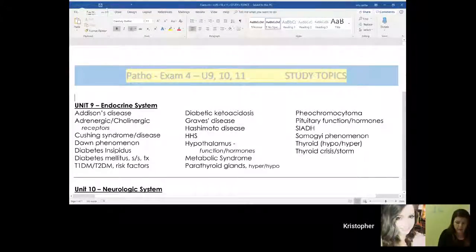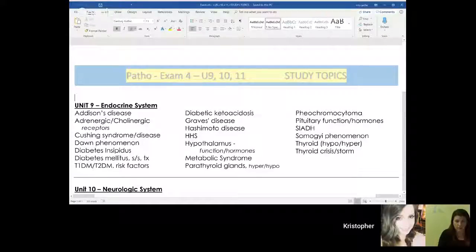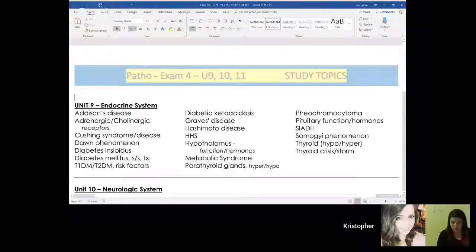They do. The only exception is HHS does not have acidosis or ketones. Why do you think that is? Because the cells are still able to use some of the insulin. Yep, they're still able to accept some of that glucose into the cells as its primary fuel source.